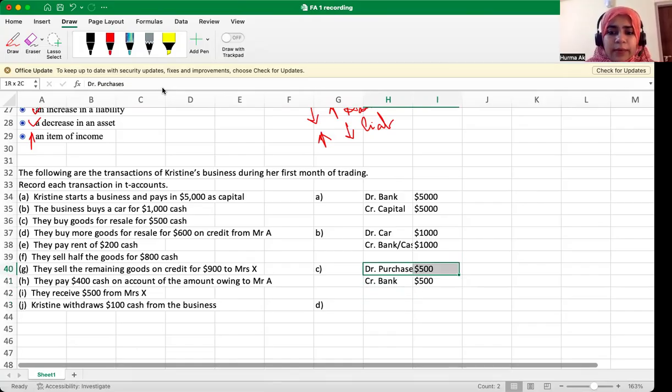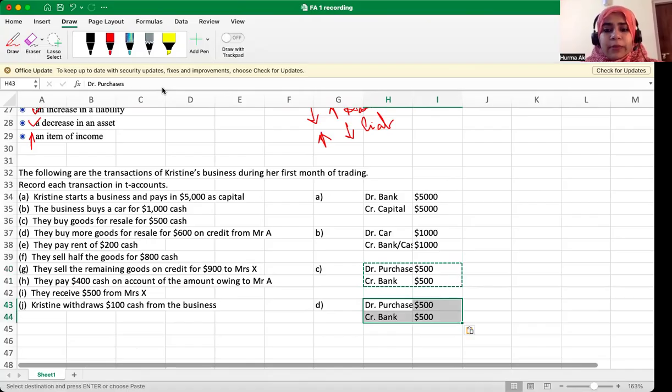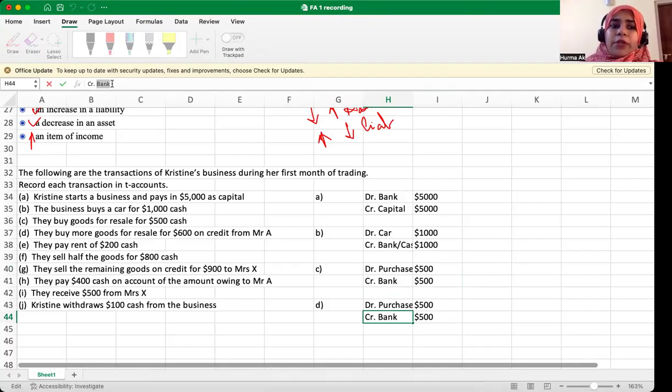The same thing. I'm going to copy down the same thing, just that we're not going to credit bank, because over here I am now incurring a liability. I'm incurring an obligation to pay Mr. A, and he is going to be my creditor. So I am going to credit Mr. A's account.